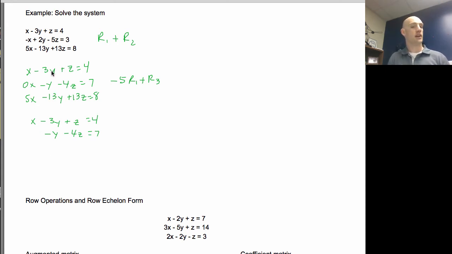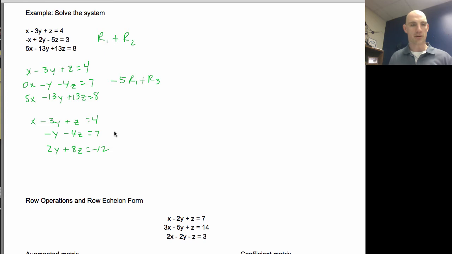Negative 5 times negative 3y would be 15y plus 13 negative 13y would be 2y. Negative 5z plus 13z would be plus 8z. And then I'm going to have negative 20, because it's negative 5 times 4. Negative 20 plus 8 would be negative 12. So let's see what we got here. We can eliminate some variable. So now I'm going to try to eliminate one of these variables down here, so I'm left with just one variable in the bottom row.